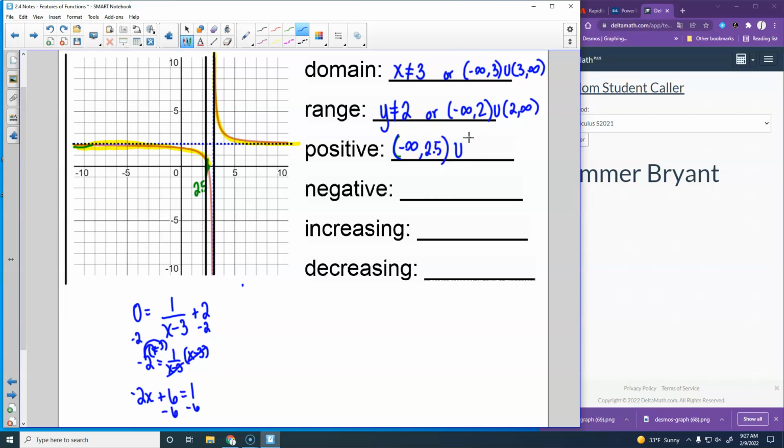And then for this little sliver right here, I'm below the x-axis, so I'm not going to include that for positive. Then I do not include this vertical asymptote right here at 3, but everywhere past 3, all the way over here to the end, I'm also above the x-axis there. So I would say 3 to infinity.